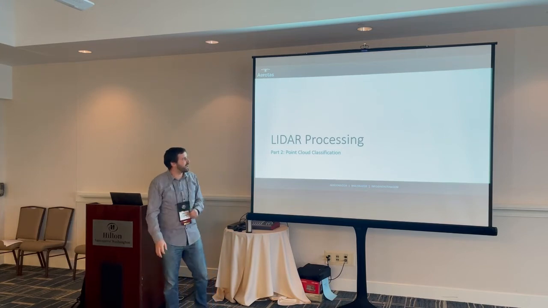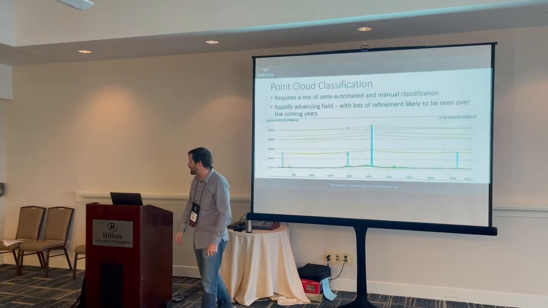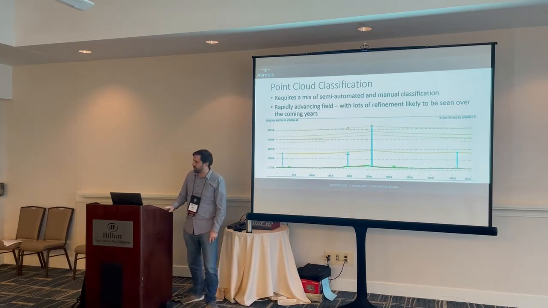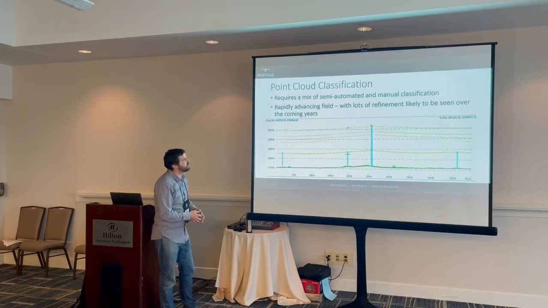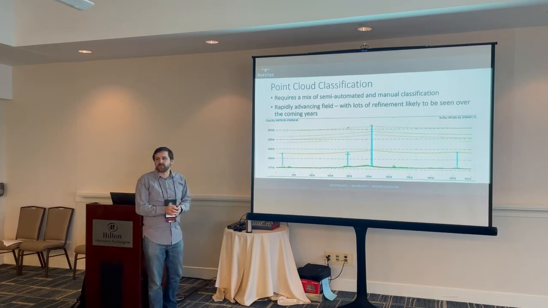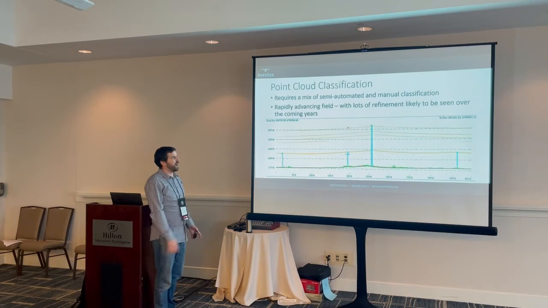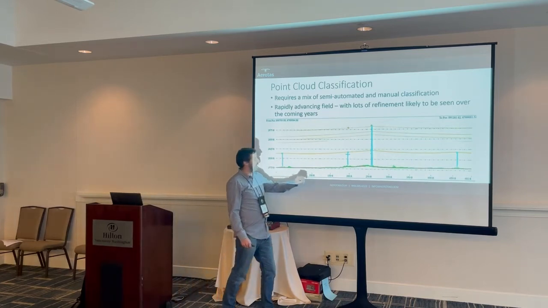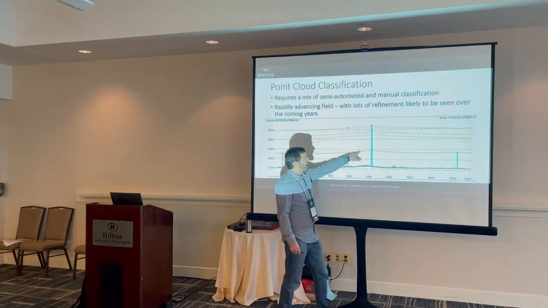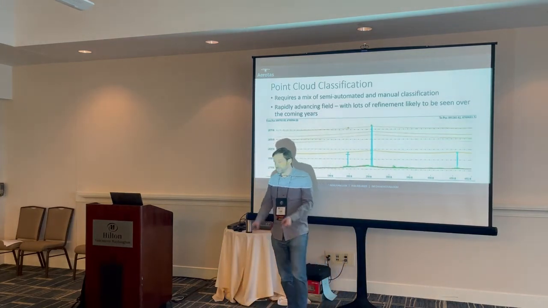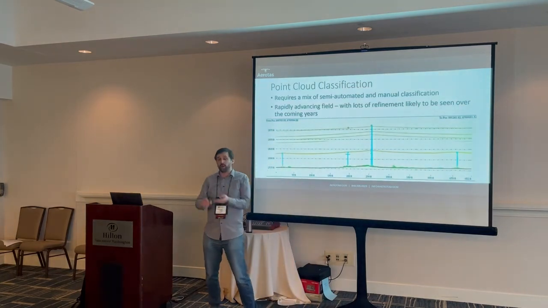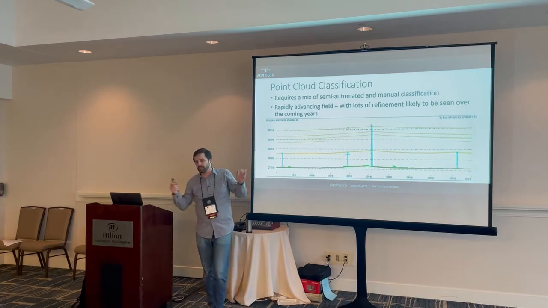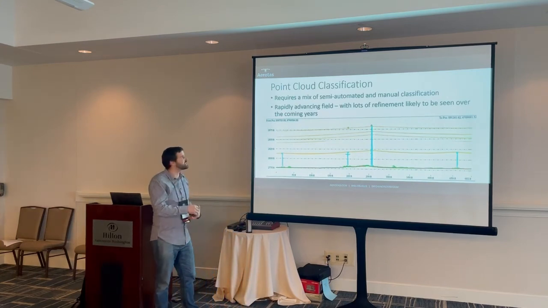It's still just a point cloud and we need to start with point cloud classification. So, there is a mix of semi-automated and manual classification routines that can be used. This is another one of those fields that is very, very rapidly advancing, with lots of refinement likely to be seen over the coming years. Classifying things into things like ground, vegetation, poles, power lines, as well as objects, structures, snow, railways, noise and artifacts. There is a limitless number of things that you could classify.